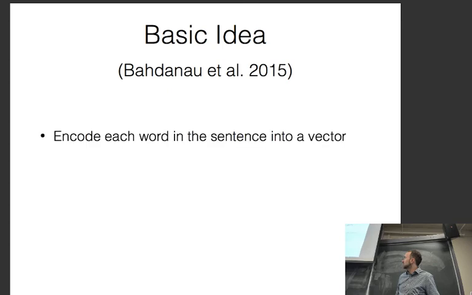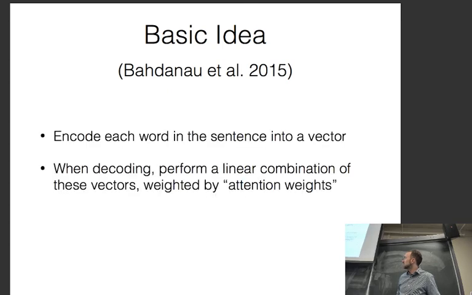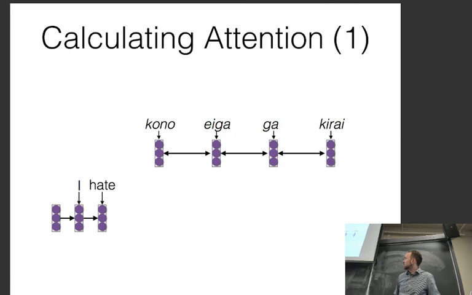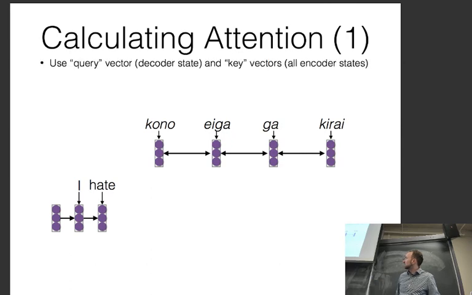So the basic idea behind attention, which was also covered in the reading, is we encode each word in the sentence in a vector, and during decoding or during sentence generation, we dynamically choose which of the vectors to use to make our next decision, using attention weights, and we use a combination in picking the next word. So let's say we've generated "I hate". We use our query vector here. This terminology is a little bit different from the reading. This is from a recent paper called Attention is All You Need, which I'll talk about at the end. But I like this terminology, so I'll use it.